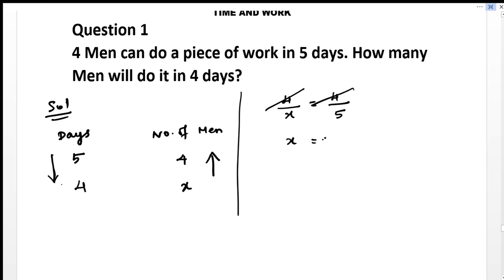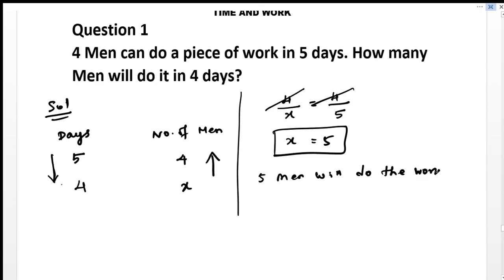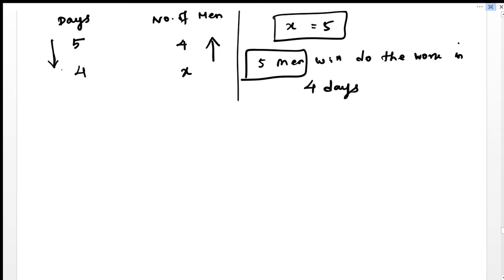Therefore, cross multiply, x is equal to 5. Simple concept. Therefore, 5 men will do the work in 4 days. The answer will be 5. One more concept is here, but use arrow methods during competitive exams so we can save time.